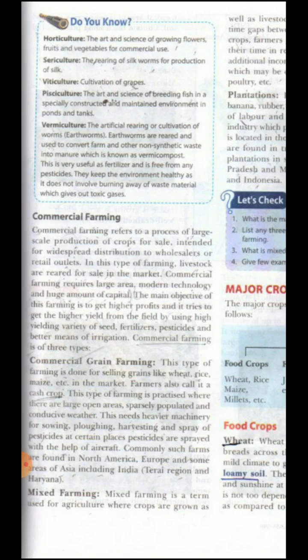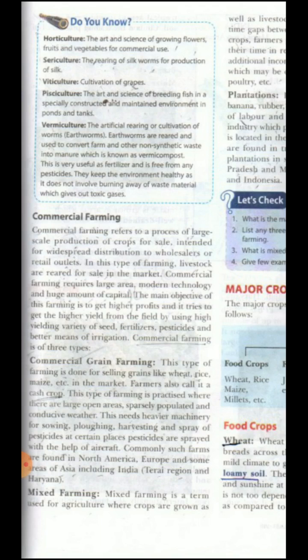So what is commercial grain farming? This type of farming is done for selling grains like wheat, rice, maize, etc. in the market. Farmers also call it a cash crop because from that they are getting cash.